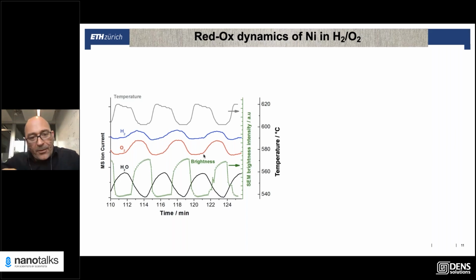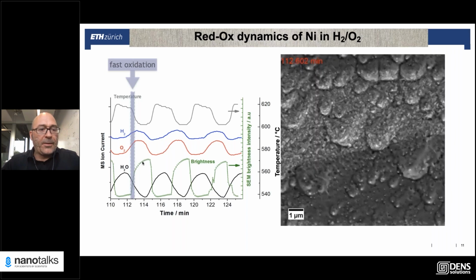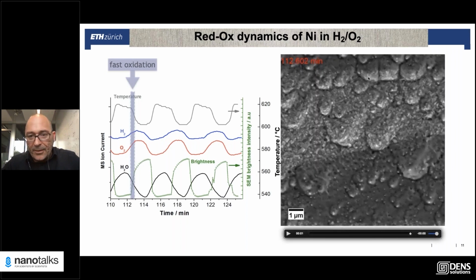Now, as we have all these dynamics and we watch these dynamics, we were very interested in how these transitions happen between the oxidic and the metallic state. So we went through these oscillations, and the transitions were very fast. So you see here, for example, the water is already falling down, and suddenly the brightness goes from dark very sharp up to bright because the system oxidizes. And this is really happening very fast.